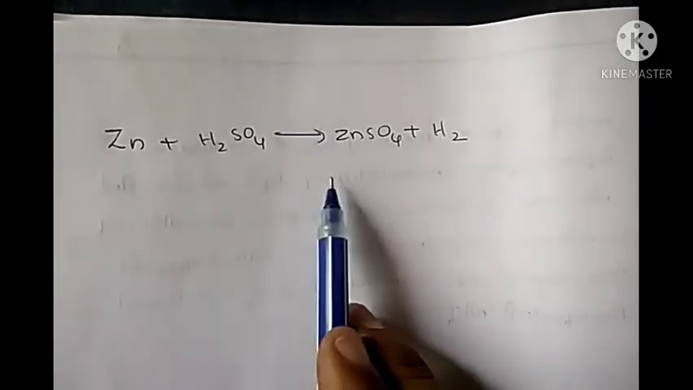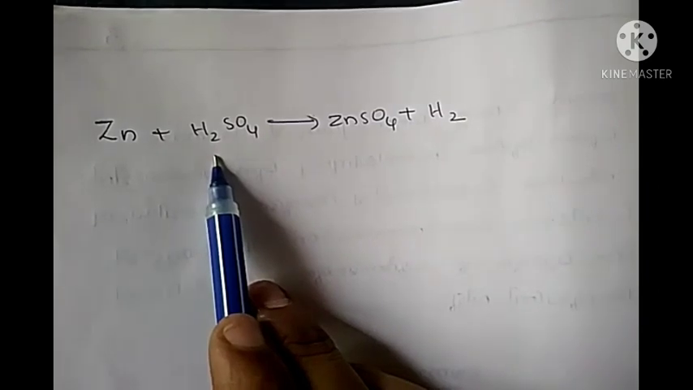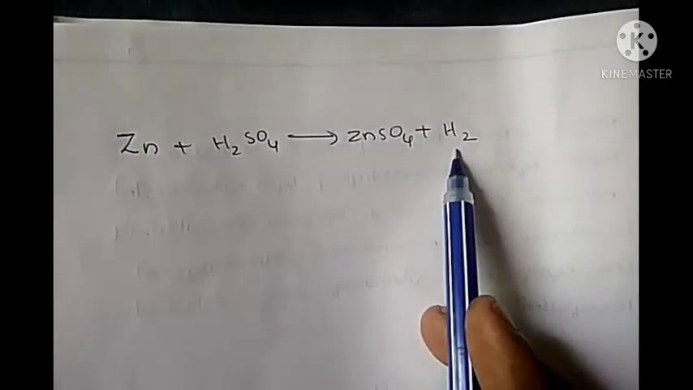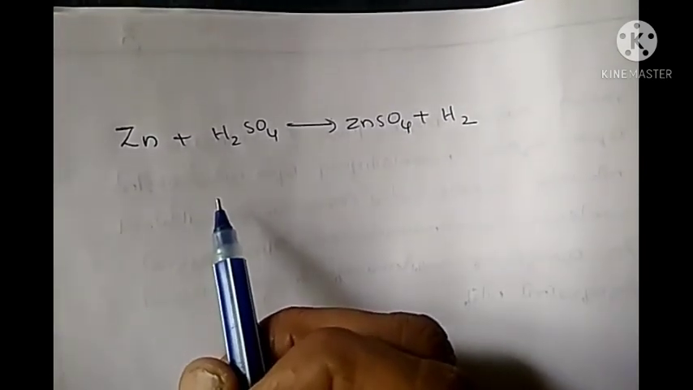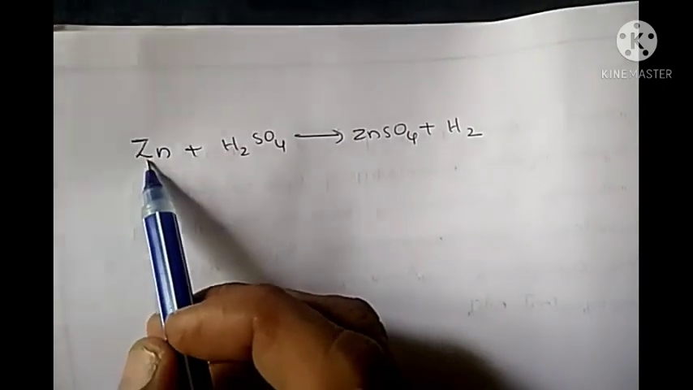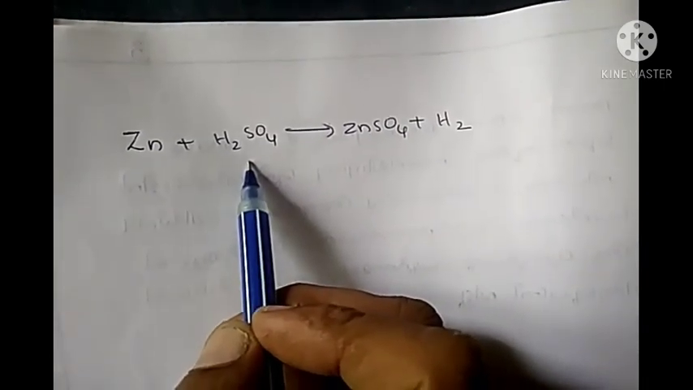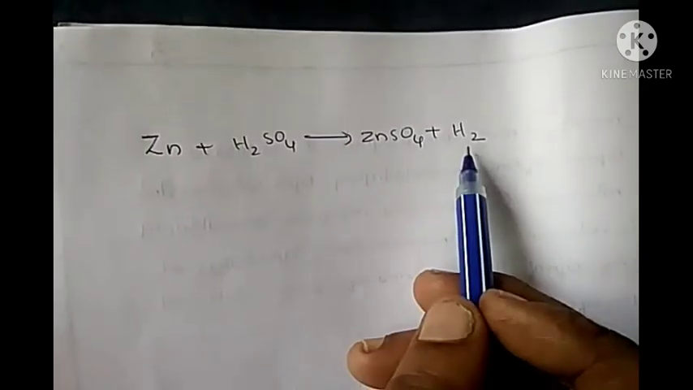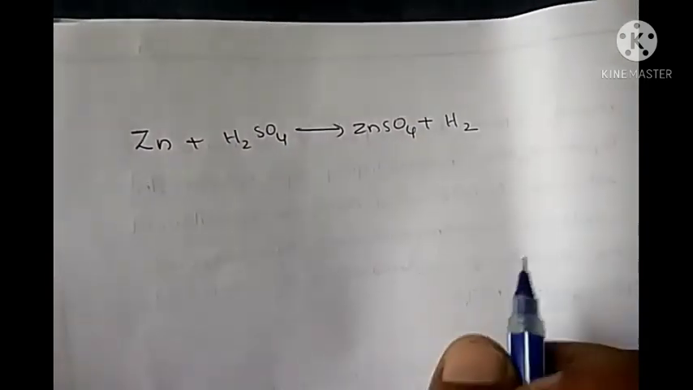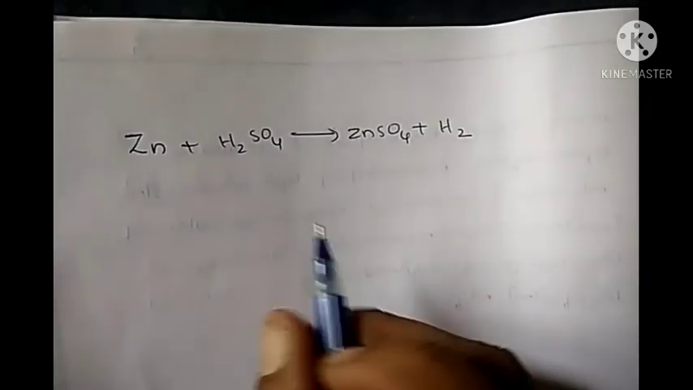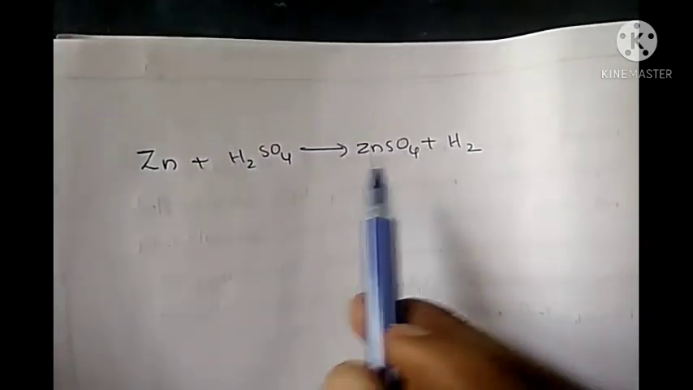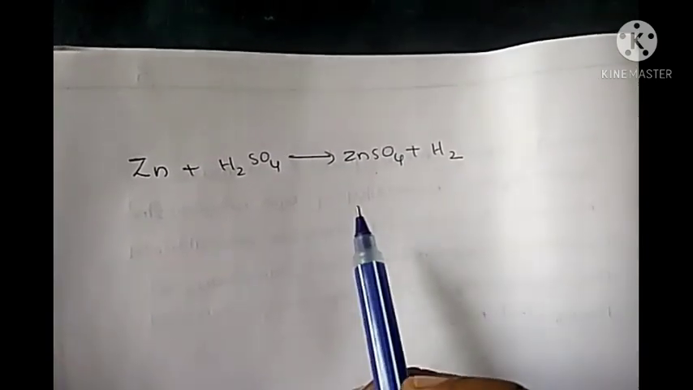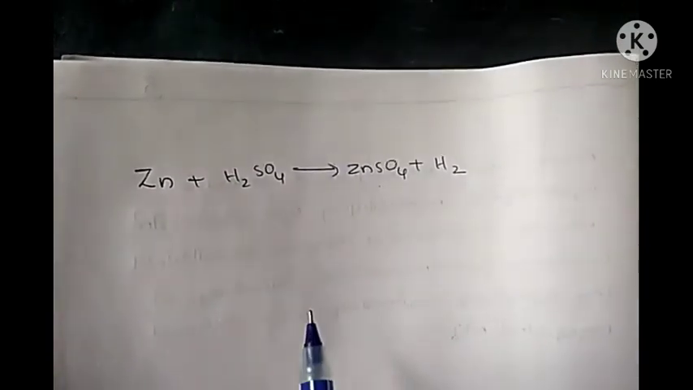This is a balanced chemical equation. Here zinc is reacting with sulfuric acid to form zinc sulfate and hydrogen. So what all information will we get from this balanced equation? We can identify that zinc and H2SO4 are the reactants. Like that, zinc sulfate and H2 are the products. So the names of the reactants and products we can identify from this balanced equation. Like that, the formula of zinc, the formula of sulfuric acid, the formula of zinc sulfate and that of hydrogen. All these things we can identify from this balanced equation.